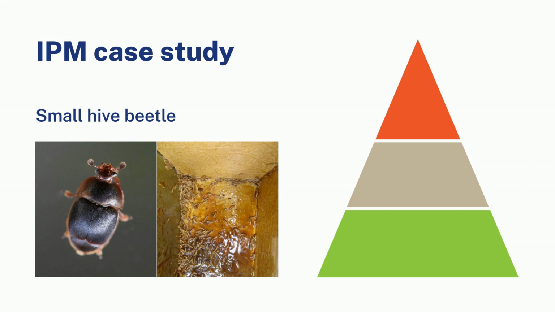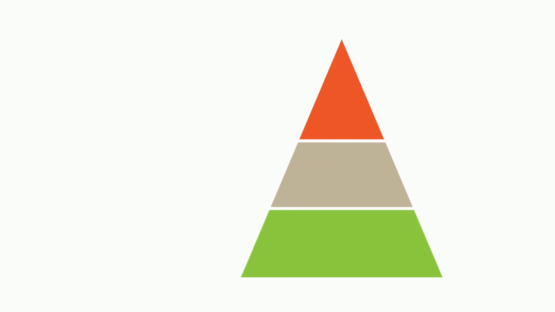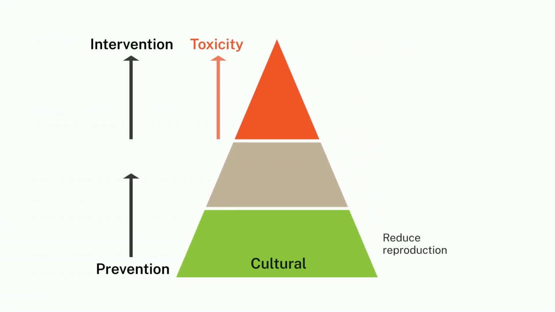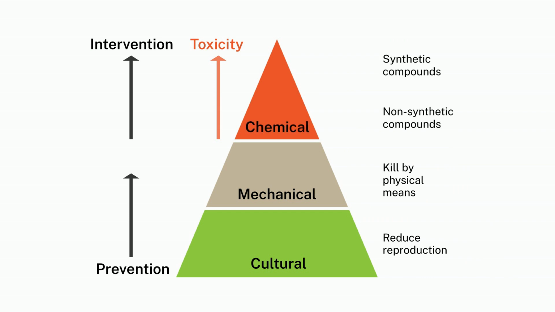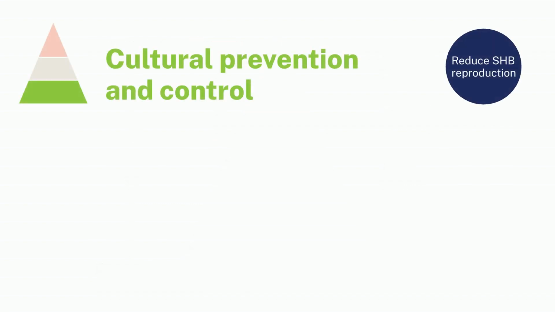IPM for small hive beetle integrates multiple methods for its control. Cultural prevention and control is the largest part of the IPM pyramid, followed by mechanical control, and then chemical control as a last resort to control dangerously high levels of small hive beetle. Cultural prevention and control to reduce small hive beetle reproduction is the first step.